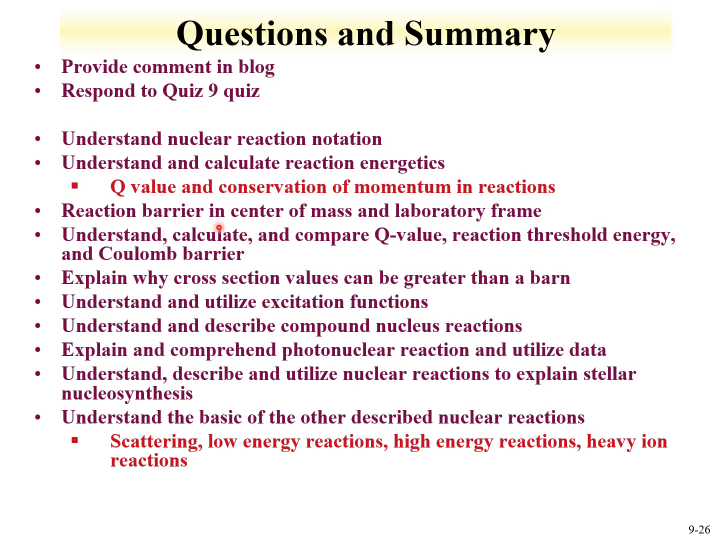You should understand, calculate, and compare Q values, reaction threshold energies, and the Coulomb barrier. For a given reaction, you would be expected to provide the Q value, the reaction threshold energy, and the Coulomb barrier. You should be able to explain why cross-section values can be greater than a barn, with the barn being their physical cross-section. You should understand and utilize excitation functions, be able to describe what data you should use, which cross-section would be suitable as a function of energy, and why the excitation has the figure that it does.